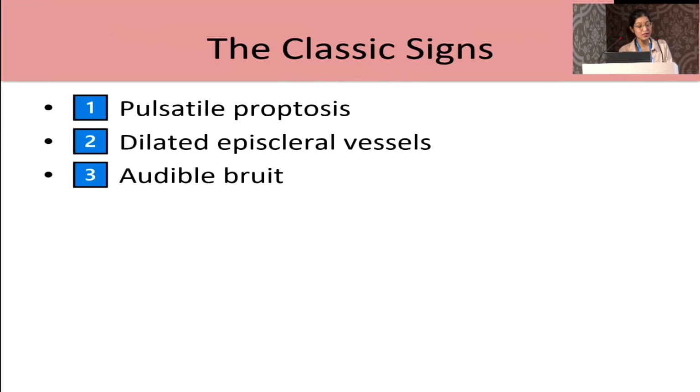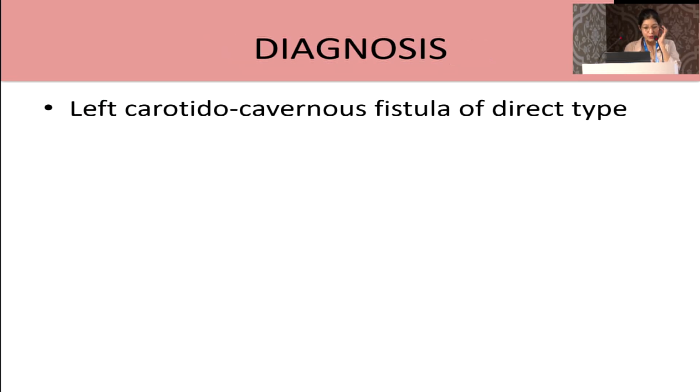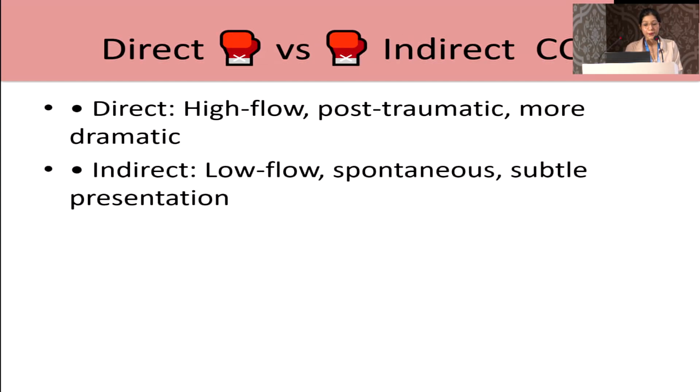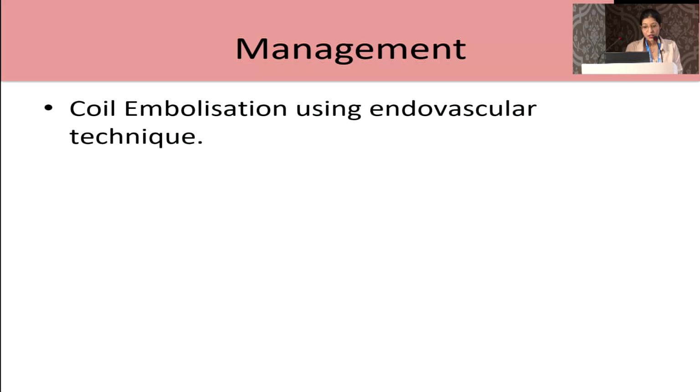The classical signs which caught our attention was the pulsatile proptosis, the dilated episcleral vessels, and the audible bruit. And the diagnosis which we made was left carotid cavernous fistula of direct type. So the major differences between the direct and the indirect CCF, direct is usually followed by high flow, post-traumatic and more dramatic. And indirect is low flow, spontaneous with subtle presentation.